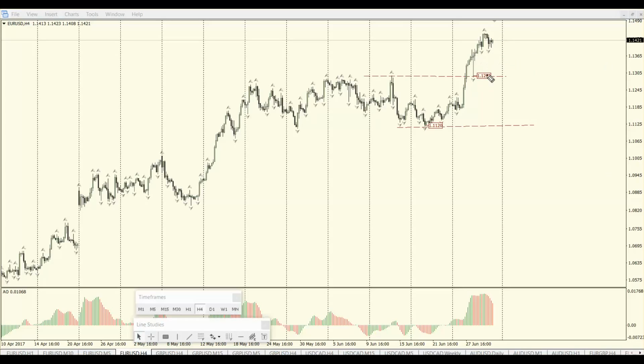But for the moment, as long as we are above these reference points, for D1 above this one and for H4 above this one, I will be using my trend following trading system, and for the whole next week I will be looking for places where I can find some buy positions intraday. So that's the idea with EURUSD.